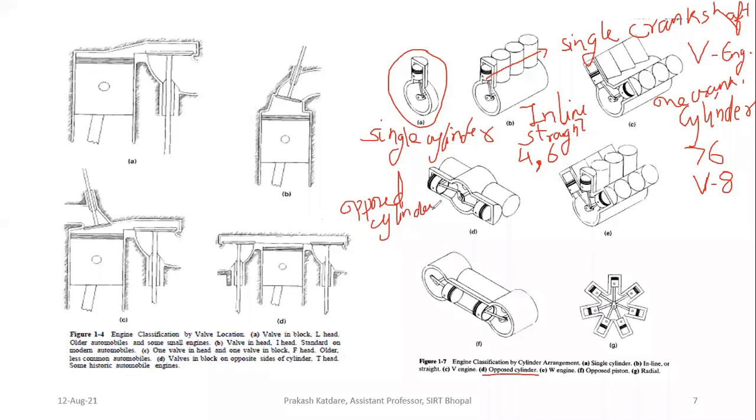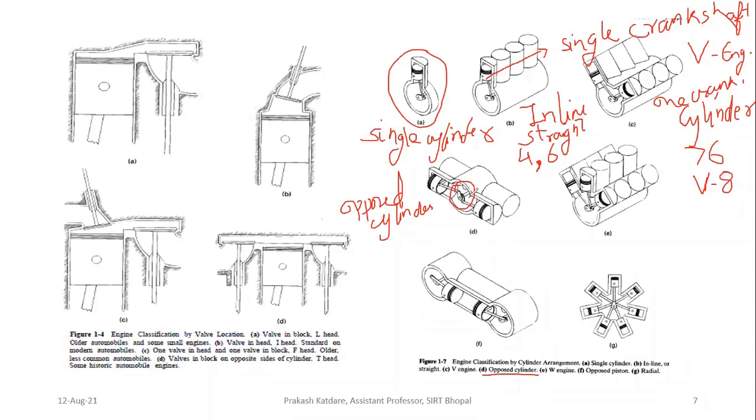In this type of engine, there are 2 cylinders located in the same plane, but on the opposite side of the crankshaft. You have a single crankshaft at the center, and both the cylinders are located in the same plane, but on the opposite side.